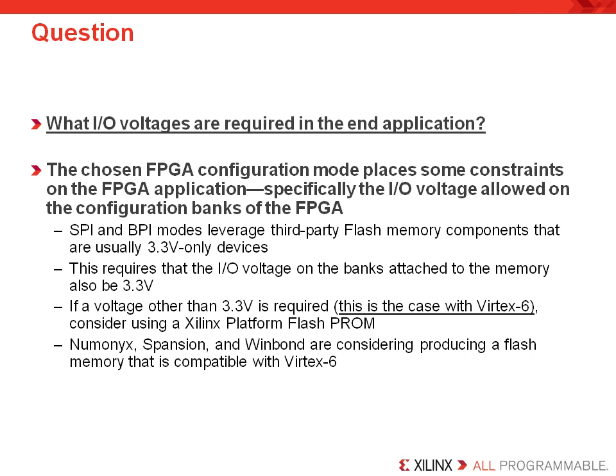The most common scenario customers are encountering is that the Virtex-6 is powered at 2.5 volts and needs to interface to a 3.3 volt SPI or BPI component. If that is the case with your design, you may want to consider using a Xilinx platform flash PROM. Also remember that other vendors are eventually going to be producing a compatible flash memory. So check the vendors you see listed here in this slide if you're using a SPI or BPI configuration mode for Virtex-6 and you don't want to use a Xilinx platform flash device.